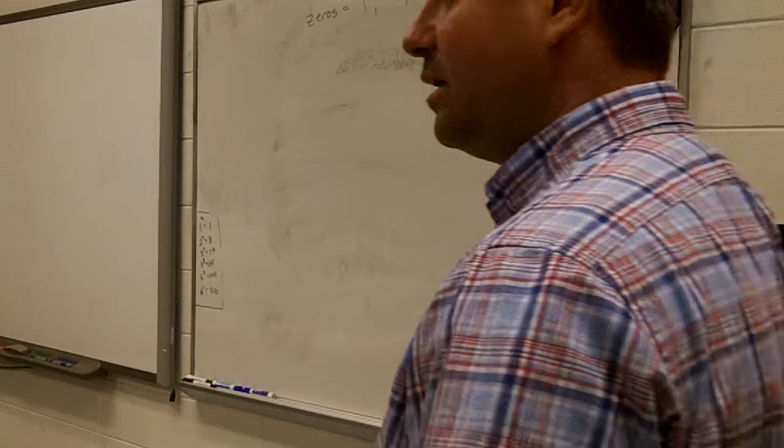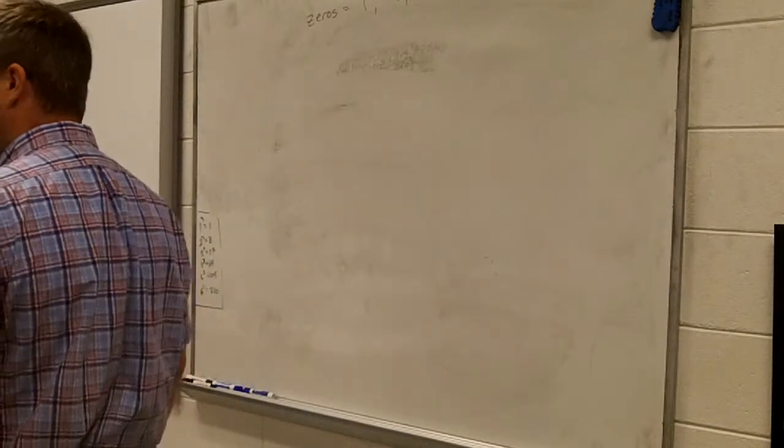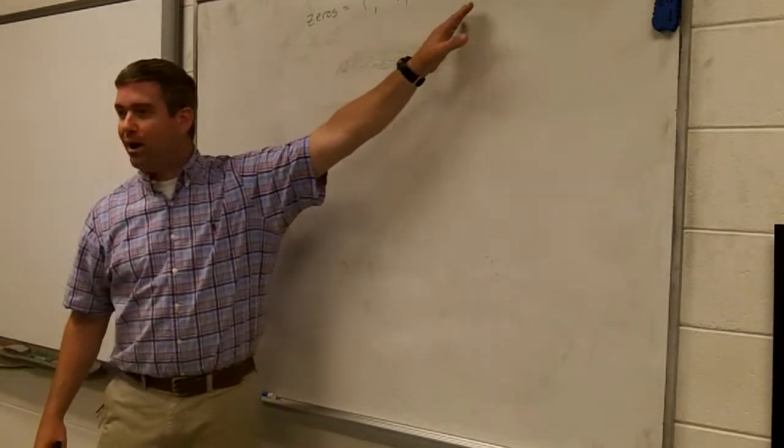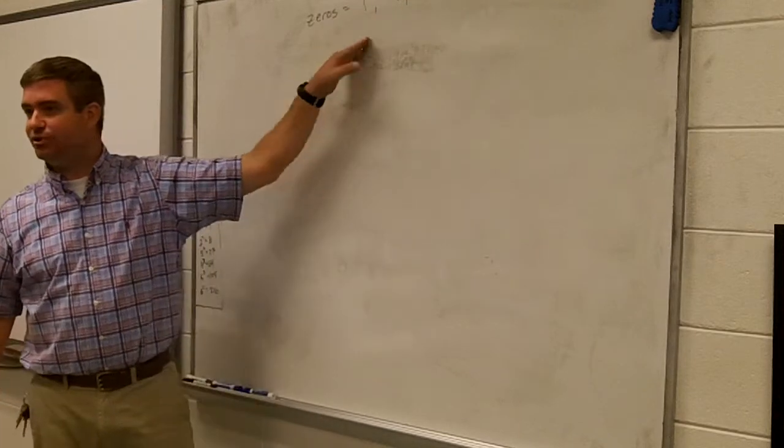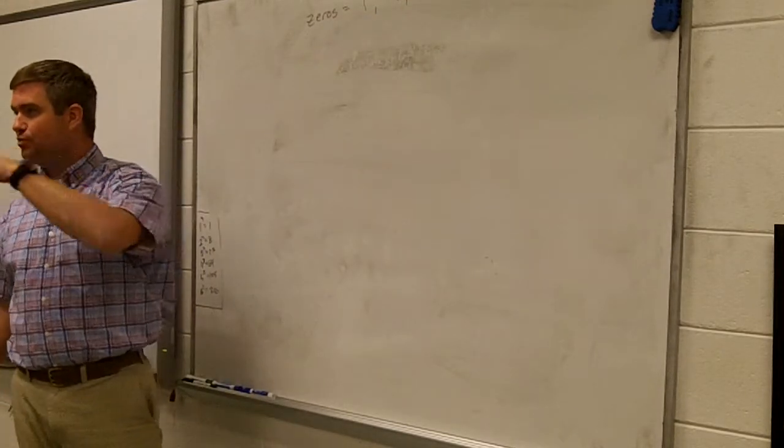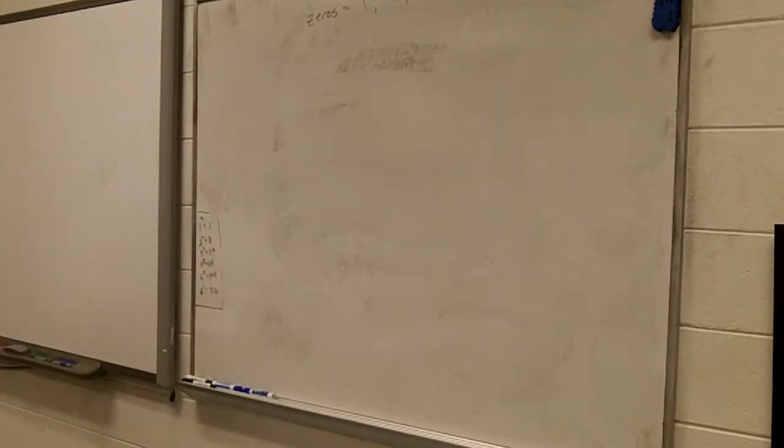All right, so here we go. We are changing things up on you, right? We're going kind of backwards. If I give you the zeros and ask you to write the polynomial that gives you those zeros, can you do it? That's the question. I'm going to show you an example and then we'll do one together.